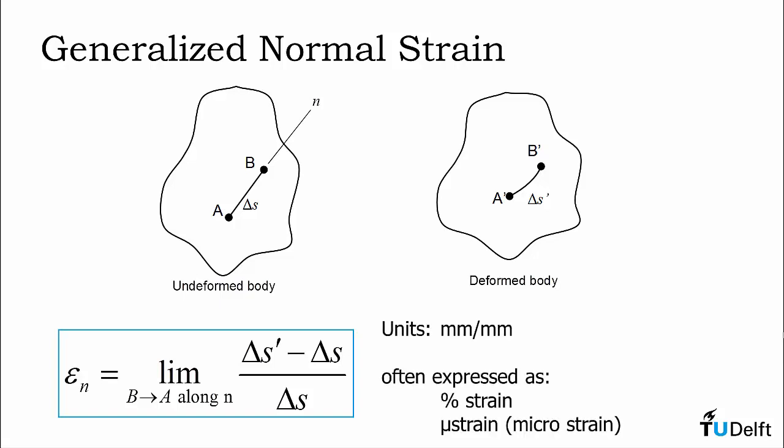The units for strain are millimeters per millimeter. Now, most people would say that's dimensionless, but we typically write those units to remind us that it is a strain, that it is related to the intensity of a deformation. It is also often expressed as a percentage of strain or microstrain, which is 10 to the minus 6 strain.